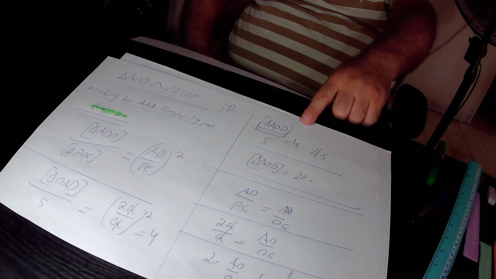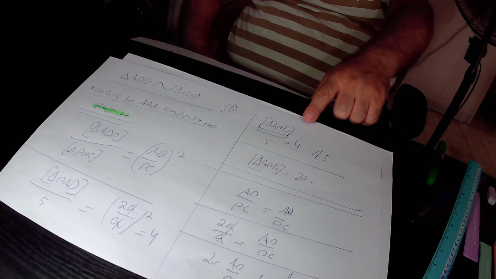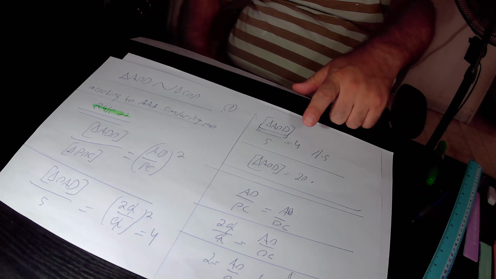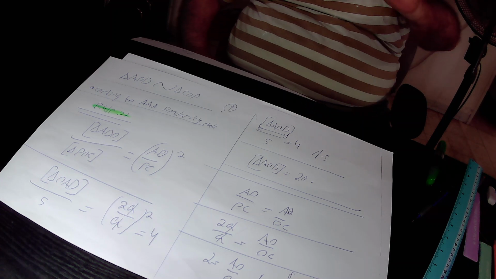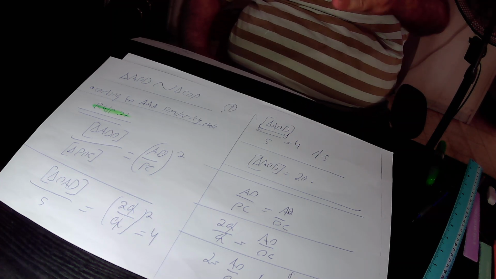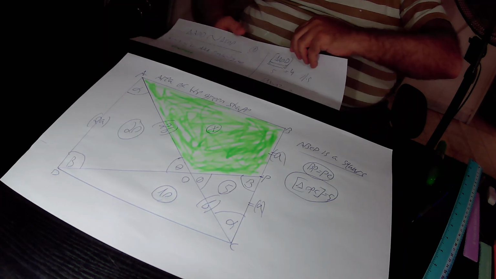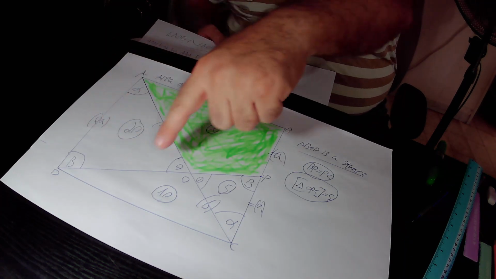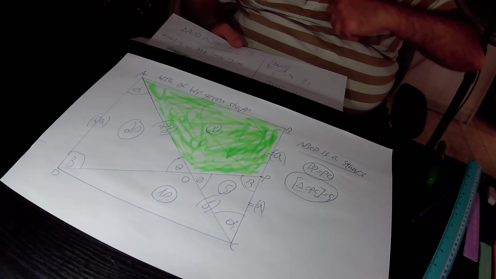We multiplied this equation by 5 and finally found out that the area of the big triangle AOD is equal to 5 times 4, that is 20 square units. Again, the area of this big triangle ADO is equal to 20 square units.